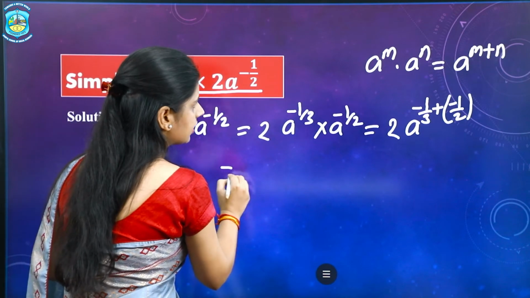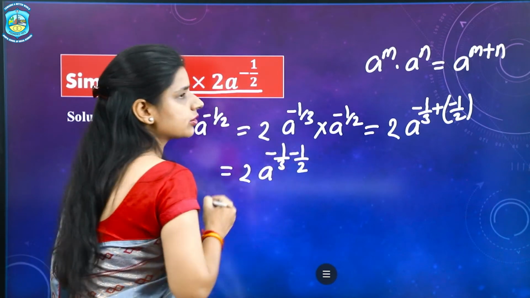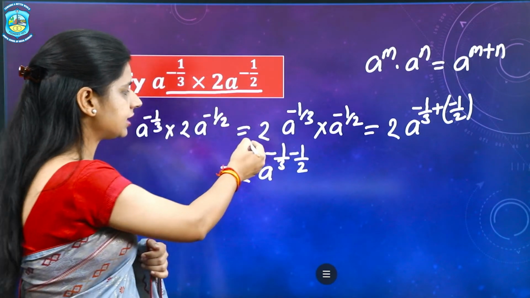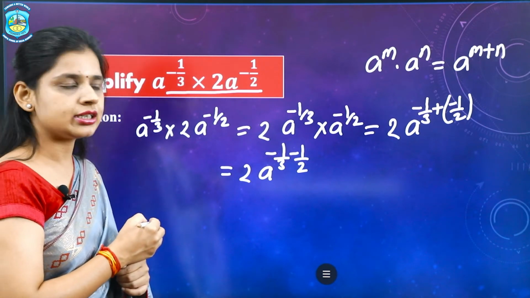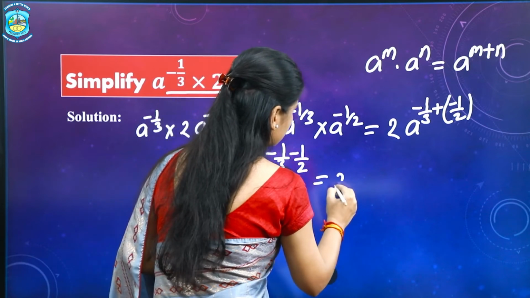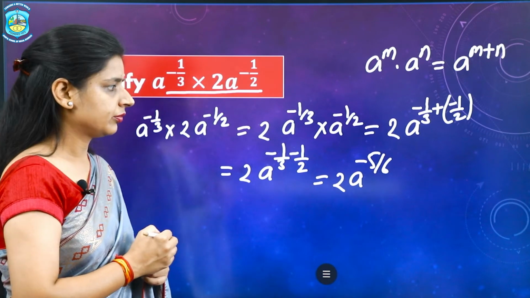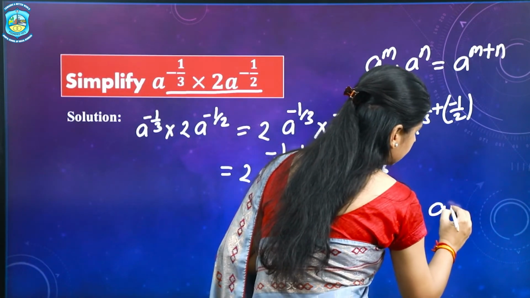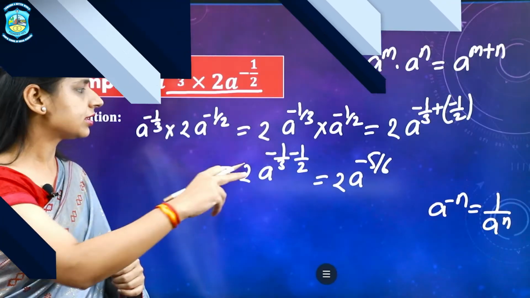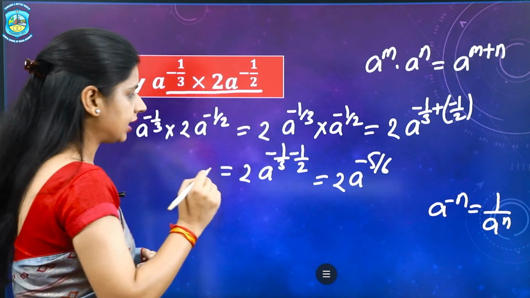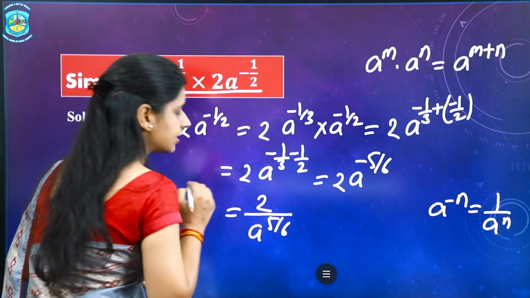That is, we will get 2a^(-1/3 - 1/2). Now, we will take the LCM and simplify the term -1/3 - 1/2. We will get 2a^(-5/6). Then again we will apply the formula a^(-n) = 1/a^n. After applying this rule, we will get 2/a^(5/6).